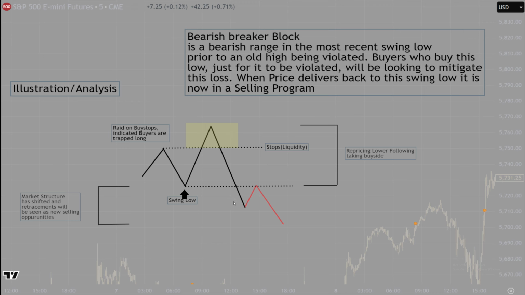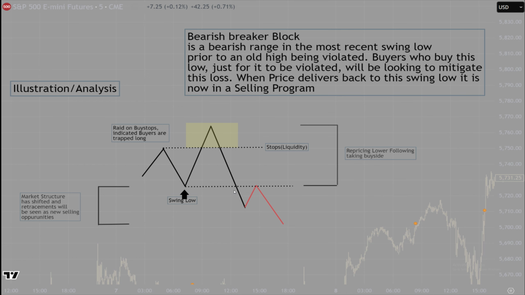However, when price trades back into the swing low, it's now in a selling program. And I'm going to tell you why. Institutional order flow. When people see the swing low, they're anticipating longs, right? Because now stops have been raided here or here, and they're anticipating longs. However, you need to have a narrative. When price goes up and takes out this high, that doesn't mean anything. It just shows that liquidity has been taken here.